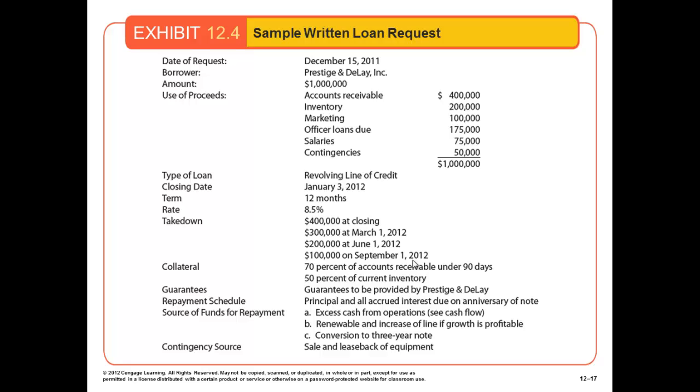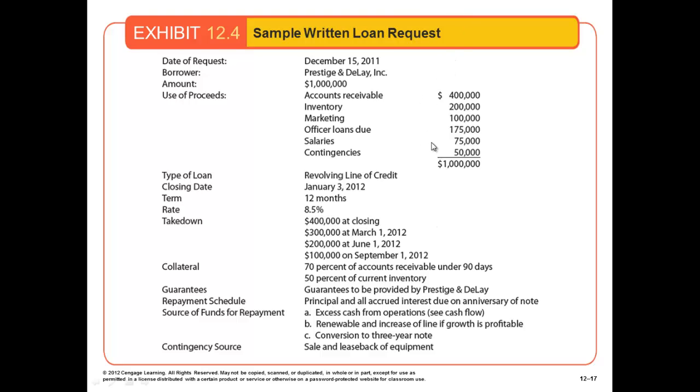What the banker does, they take the data that you put on those forms and then put those into a program where you get certain formats printed out when you want them. And this is a loan request format. Prestige and Delay are asking for $1 million. They're going to use the $1 million as shown in the chart right here. So this is how they plan to use the $1 million.